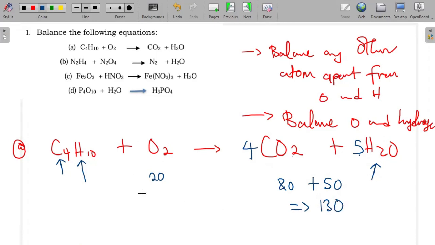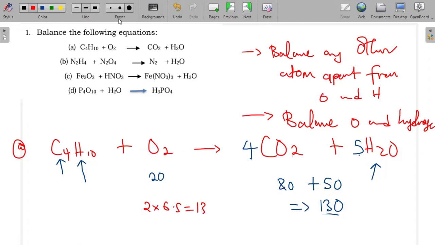And here I have 2 oxygen. So what do I need to do to make these 2 oxygens equal to 13 oxygens? I can multiply these 2 oxygens by 6.5. Now take a look at what is going to happen. If you multiply 2 by 6.5, you're going to get 13. So that's what I'm going to do here.